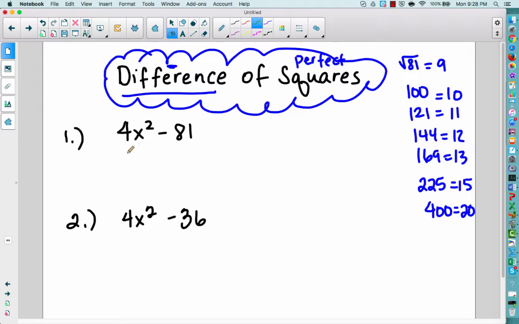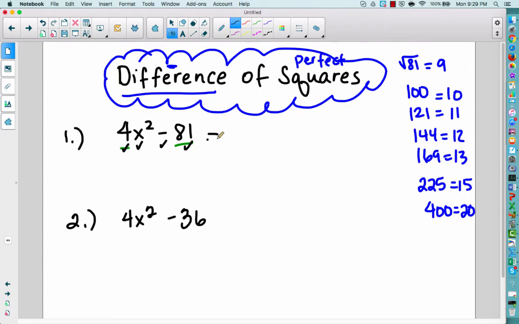Okay, so we look at it. Step 1 is always to look for a GCF, but I don't see a GCF with 4x squared and 81, no GCF. So then I say, is it 2 terms? And it is. If it's 2 terms, is it the difference of squares? So in this case, I see 4 is a perfect square, 81 is a perfect square, x squared is a perfect square, and they're being subtracted.